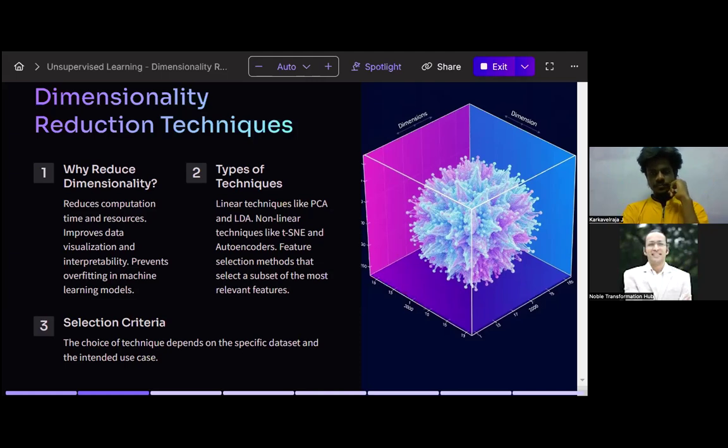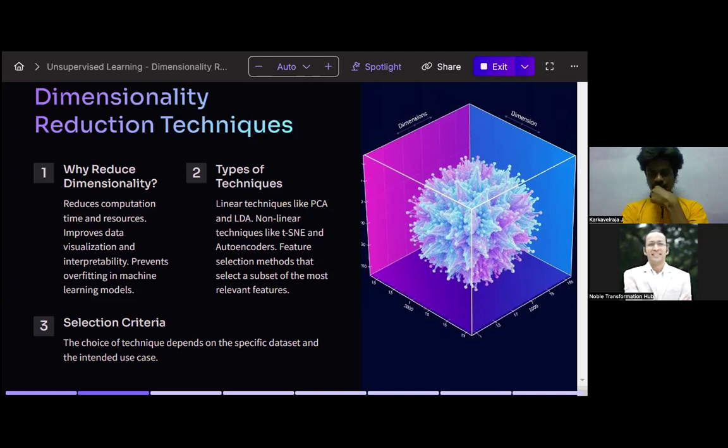And then the types of techniques: linear techniques like PCA and LDA, nonlinear techniques like t-SNE and autoencoders, and feature selection models that select the subset of most relevant features. So these are the techniques which we use in dimensionality reduction.